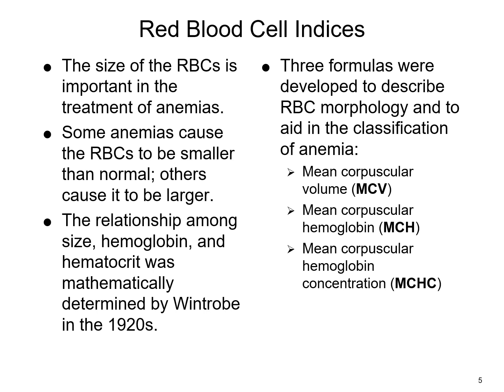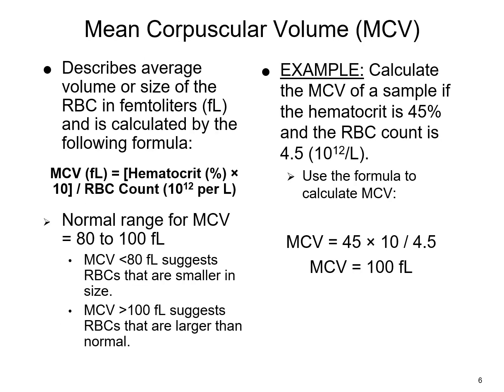And so those values that are calculated are called the MCV, the mean corpuscular volume, the mean corpuscular hemoglobin, and the mean corpuscular hemoglobin concentration. So that's the MCV, MCH, and MCHC. The MCV gives you the average volume, or the size, of the actual red blood cell in femtoliters, and it is calculated by the following formula. It is your hematocrit times 10 divided by your red blood cell count, and your red blood cell count should be in 10 to the 12th per liter.